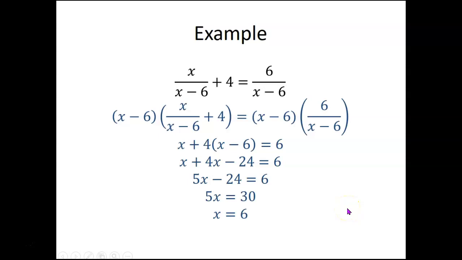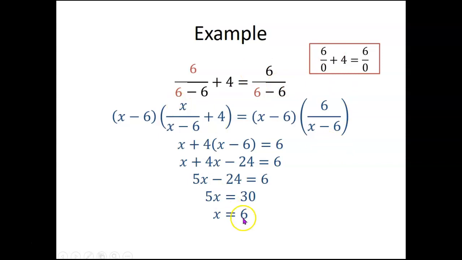So yay, we're done. That's the solution, right? Well, let's go back and check it in the original equation, make sure it works. If we replace every x in that equation by 6, look what we get. 6 over 0 plus 4 equals 6 over 0. Wait a minute. 6 over 0? You can't have 0 in the denominator. 6 over 0, or 6 divided by 0. That's undefined. You're not allowed to do that.